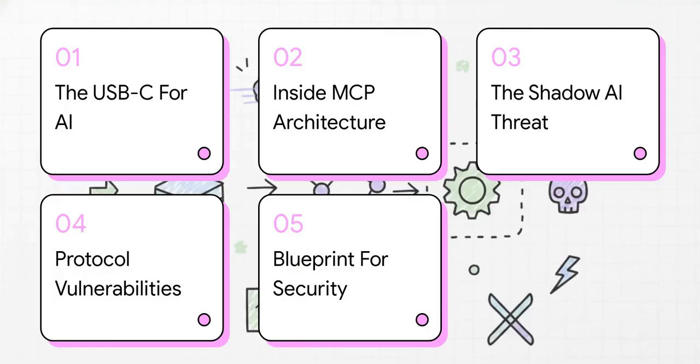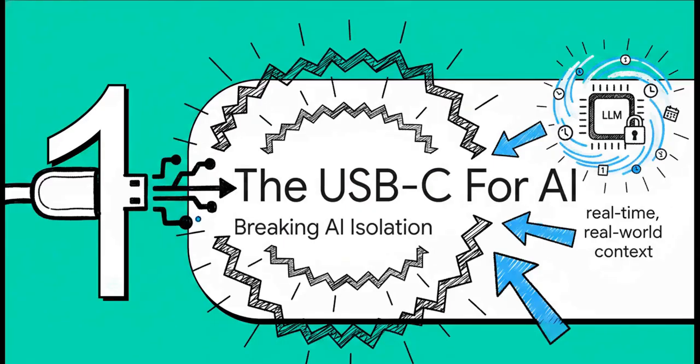We're going to start with the USB-C for AI, look inside the MCP architecture, confront the shadow AI threat, break down protocol-level vulnerabilities, and finally, look at a blueprint for security. Let's get into it. Section 1.